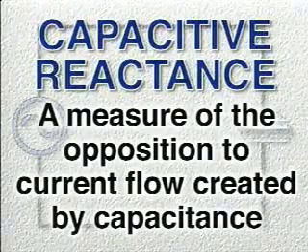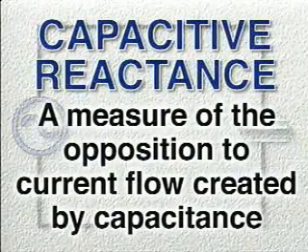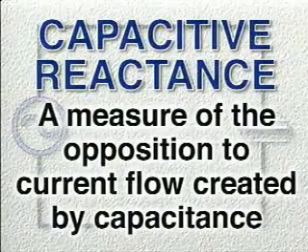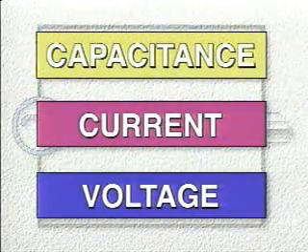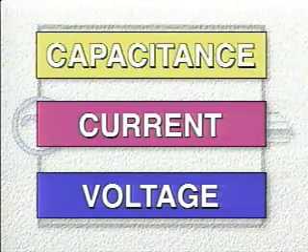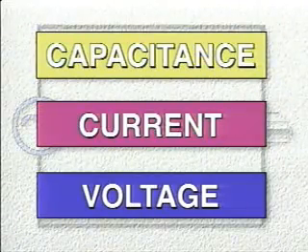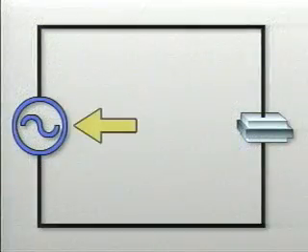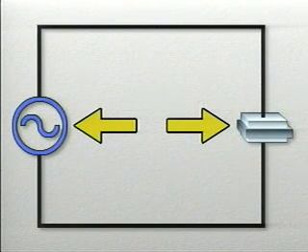Capacitive reactance is a measure of the opposition to current flow that is created by capacitance. In this part, we're going to examine the relationship that exists between capacitance, current, and voltage. This circuit contains an AC power source and a capacitor.